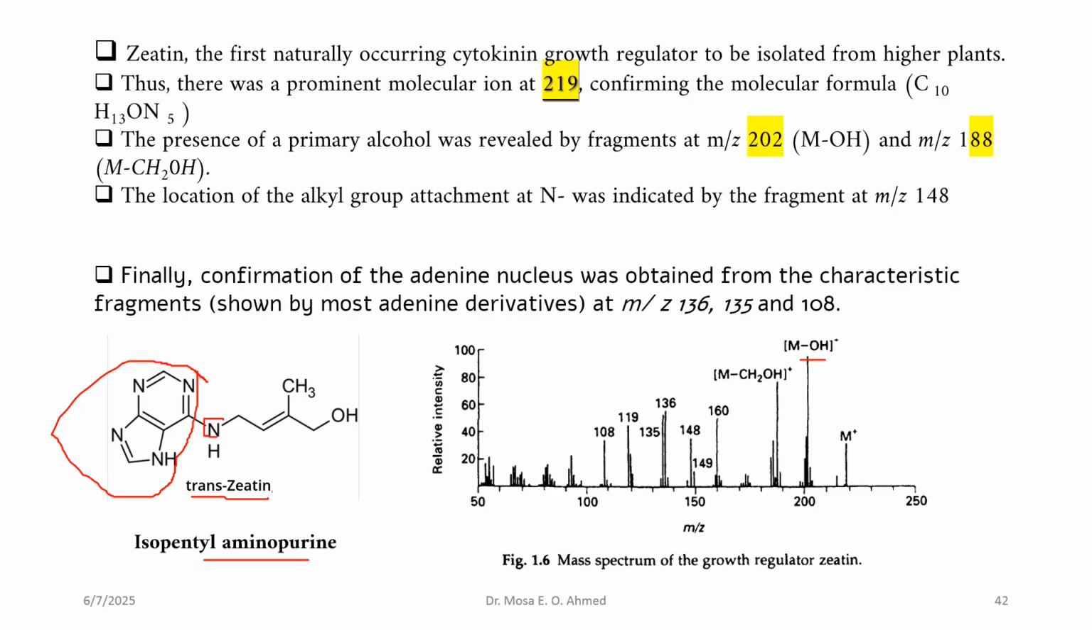In the mass spectrum for this growth regulator, we find the predominant M plus ion, the molecular ion, at 219. And the primary alkyl alcohol can be shown at the m/z regions of 202 and 188. This is for primary alcohols.